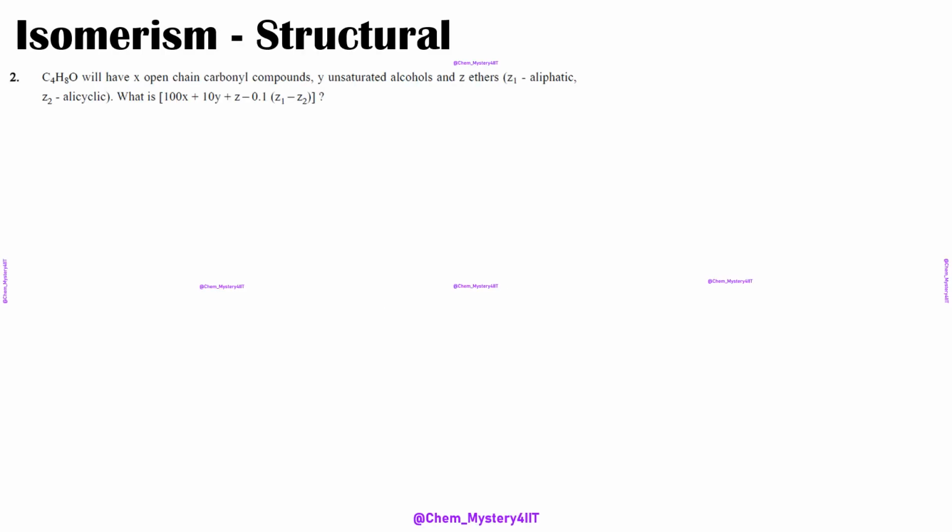Here we go. The question is that C4H6O will have X open chain carbonyl compounds, Y unsaturated alcohols, and Z ethers. Out of these Z ethers, Z1 are aliphatic and Z2 are alicyclic ones. We have to find 100x plus 10y plus z minus 0.1 z1 minus z2.